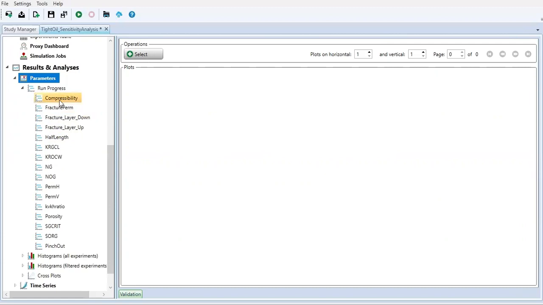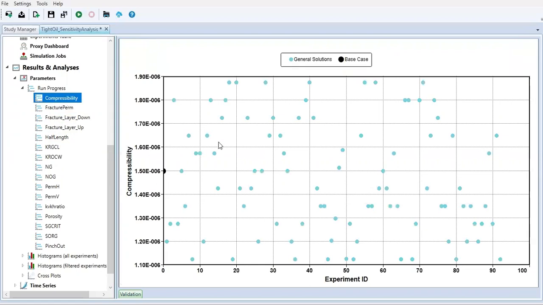So let's check the first one, compressibility. This is the value of compressibility that we use. And you see we have a random selection of compressibility. Sometimes big, sometimes small, sometimes big, sometimes in the middle. We pick the compressibility value that we put into our experiment. We take it randomly.